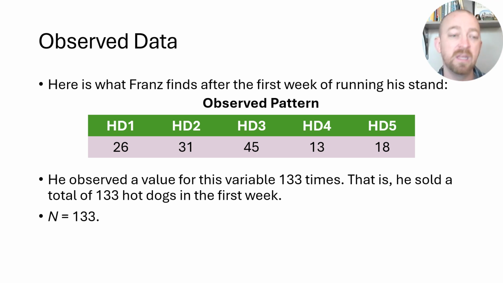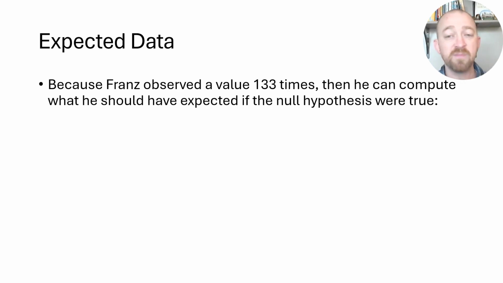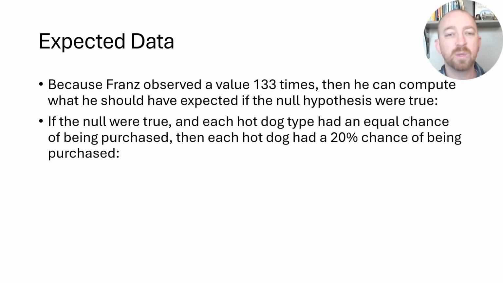So now I need to figure out what would I have expected to see in these categories. So if my null hypothesis is true, and I had sold 133 hot dogs, I expected them to be purchased with equal frequencies. Okay, so what that means is because there are 5 categories, I expected to find 20% of all hot dog purchases of any style. In other words, 20% of my hot dog sales should have been hot dog number 1, 20% should have been hot dog number 2, and so on if my null hypothesis is true.